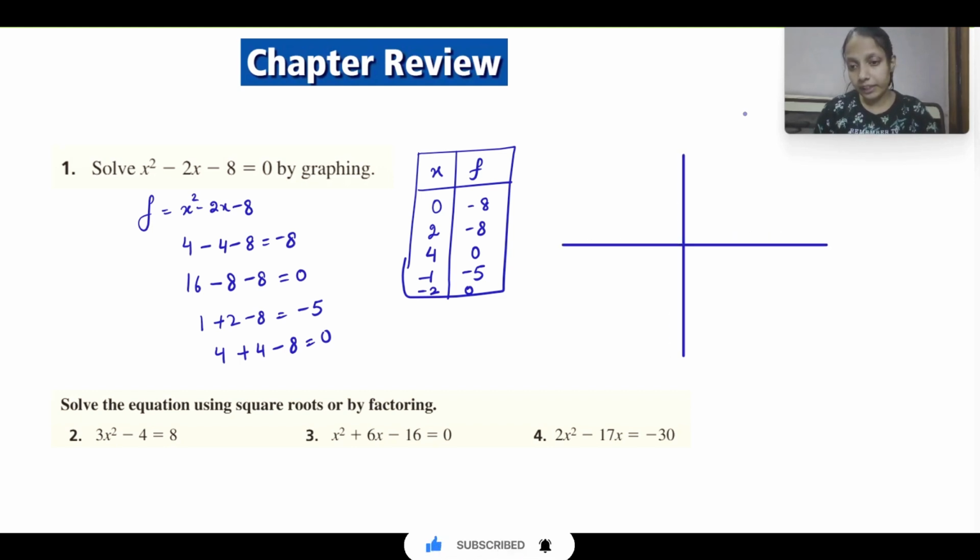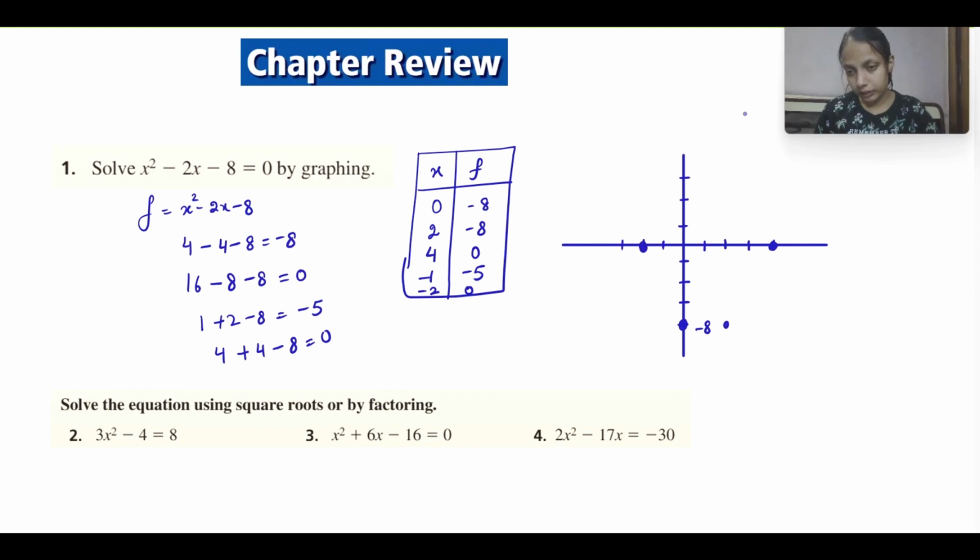At 0, −8. On the axis, 2, 4, 6 and 8. I take the difference of 2. It's 1, 2, 3, 4, and −1, −2. At 0, it's −8. At 2, it's −8 again. Then at 4, it's 0. At −2, it's 0.